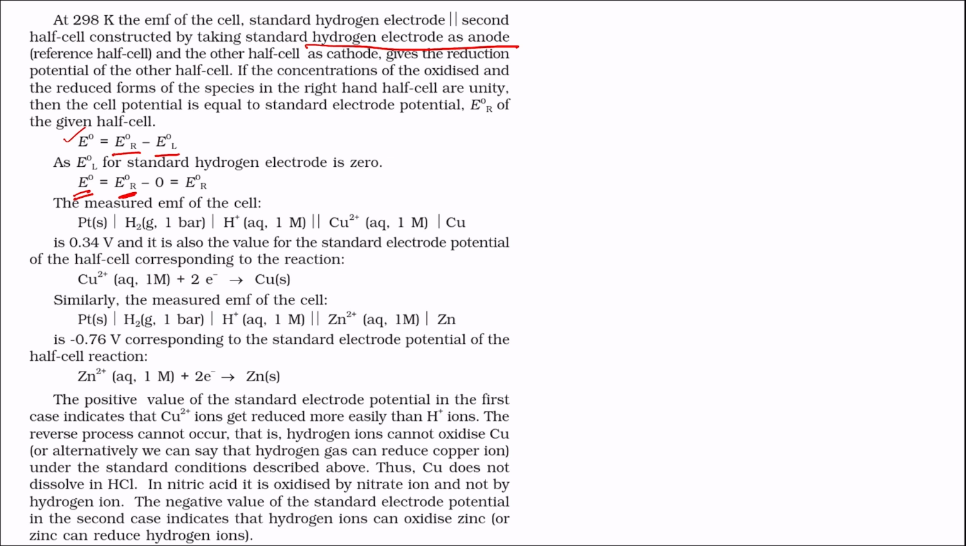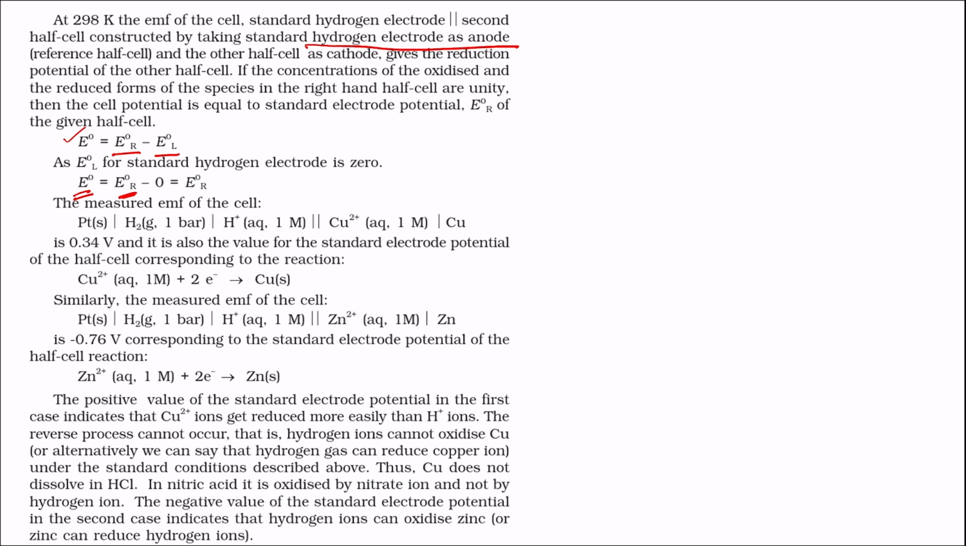So the value of electrode potential of a given electrode when it is connected with the standard hydrogen electrode will be equal to the cell potential. Whatever will be the value of the cell potential, same will be the value of electrode potential of the given electrode which is connected with the reference electrode.